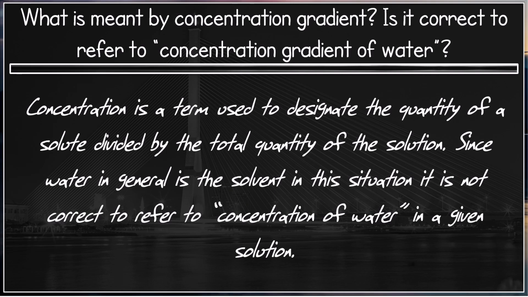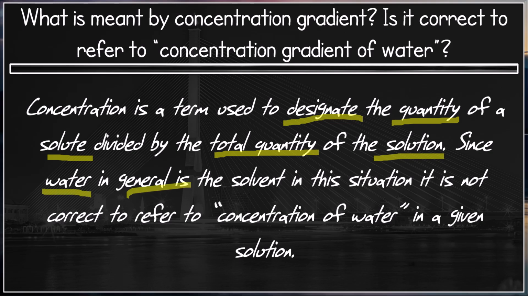Concentration is the term used to designate the quantity of a solute divided by the total quantity of the solution. Since water is, in general, the solvent in the situation, it is not correct to refer to concentration of water in a given solution.